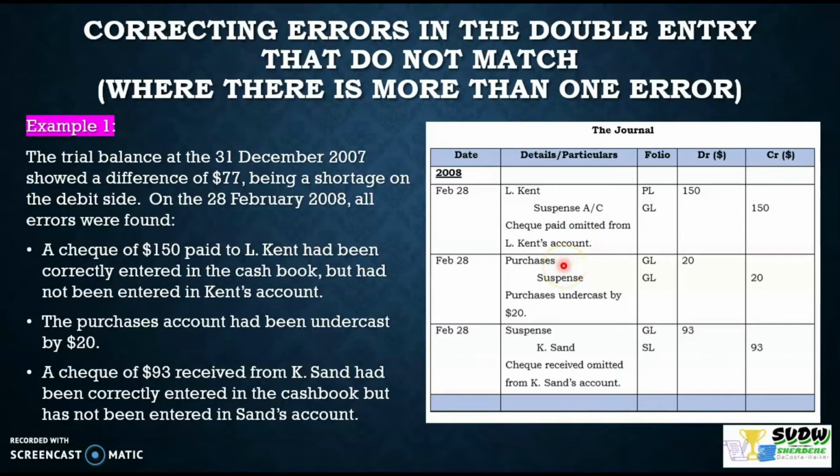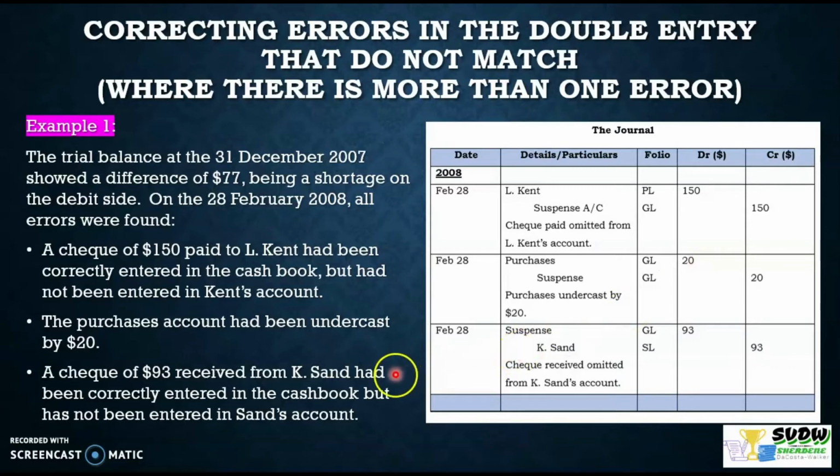For the second one, purchase was undercast, meaning that the purchase was short by $20. Purchases carry a debit balance, so we're going to go ahead and debit purchases with the $20 and credit the suspense account with the $20 and have purchases undercast by $20. By putting the $20, we will increase purchases to the right figure.